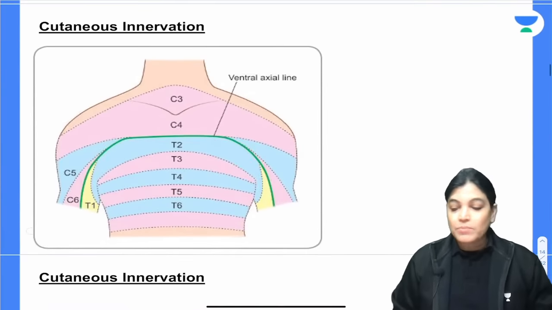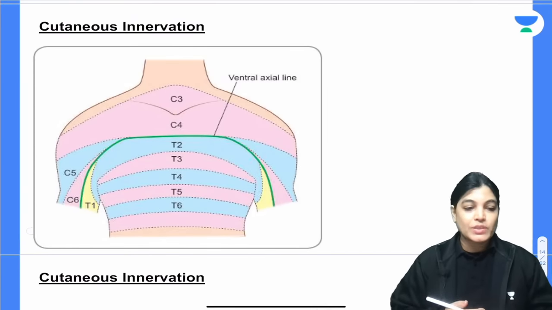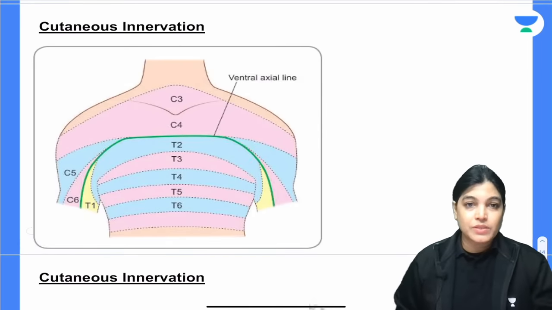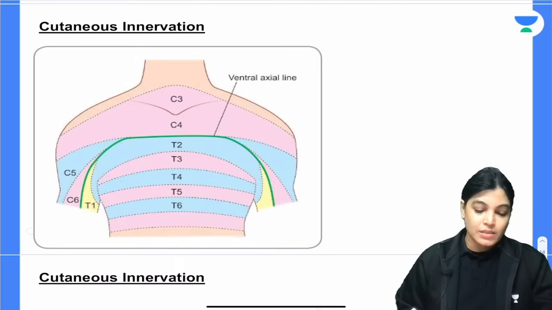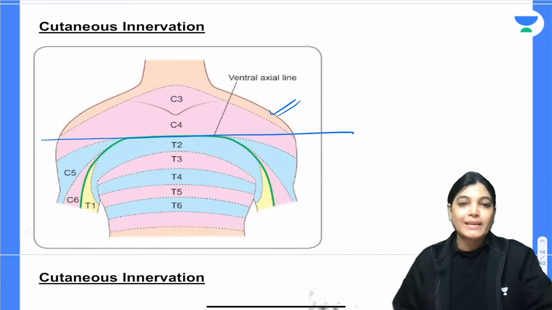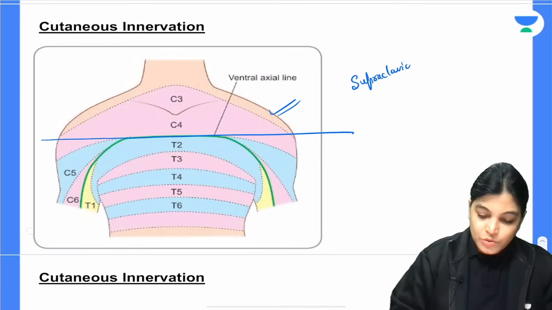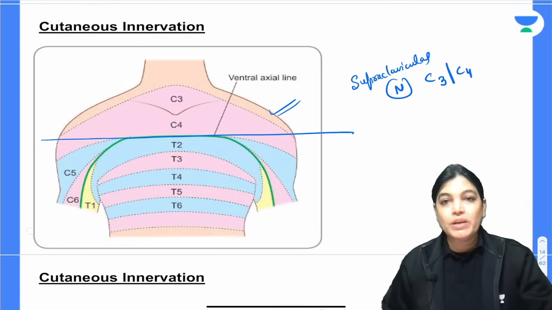Before starting the muscles, just an introduction about the cutaneous innervation of the pectoral region. It is getting innervation from the following nerves. First, you can see a horizontal line is formed. This horizontal line is at the level of the sternal angle, and the area above the sternal angle is getting innervation from the supraclavicular nerve, and we know that the supraclavicular nerve has the root value C3 and C4.